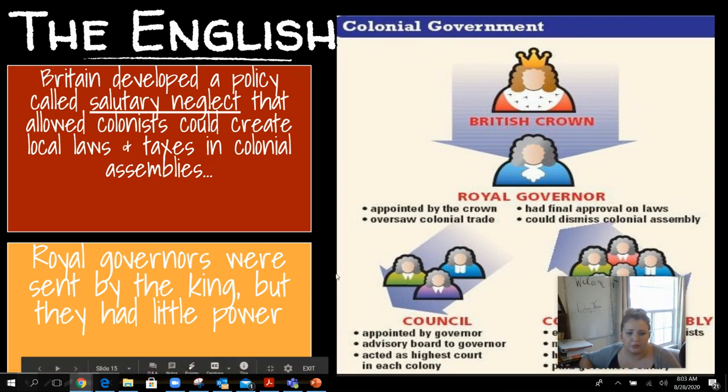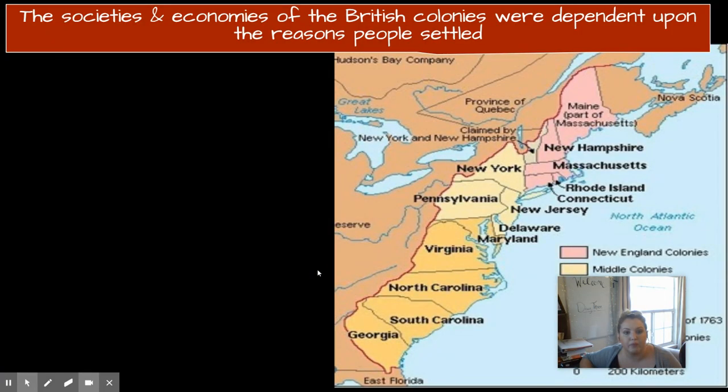Okay, royal governors were sent by the king, but they really had little power. Like, it wasn't like they were super influential. And they didn't have representation in parliament back home.